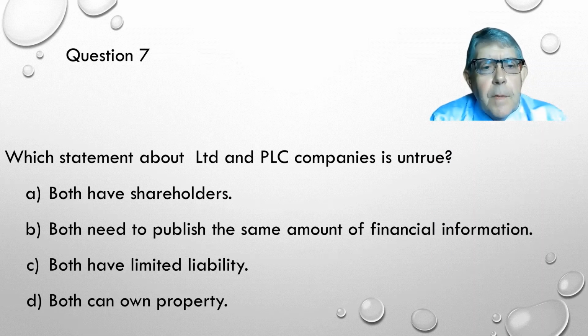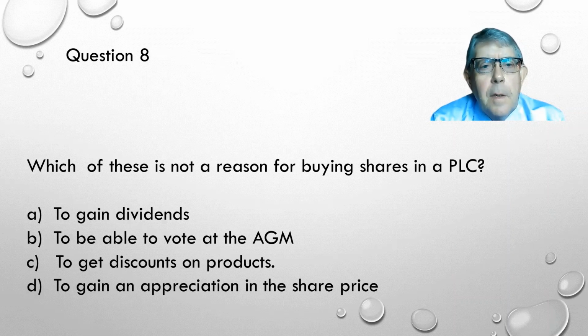Question 7. Which statement about limited and PLC companies is untrue? A, both have shareholders. B, both need to publish the same amount of financial information. C, both have limited liability. Or D, both can own property. Question 8. Which of these is not a reason for buying shares in a PLC? A, to gain dividends. B, to be able to vote at the AGM. C, to get discounts on products. Or D, to gain an appreciation in the share price.